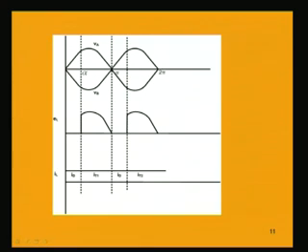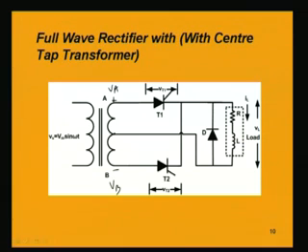and so VA will be like this and VB will be like this. So, they are out of phase by 180 degrees. So, now what will be the output voltage? That will be depending upon the current flowing through it.